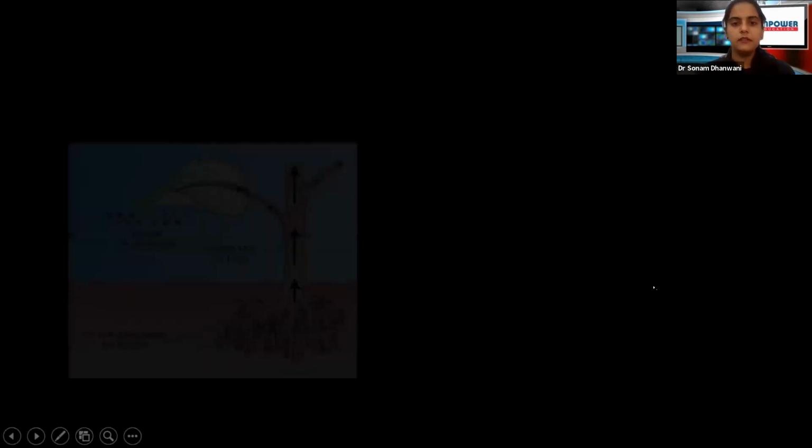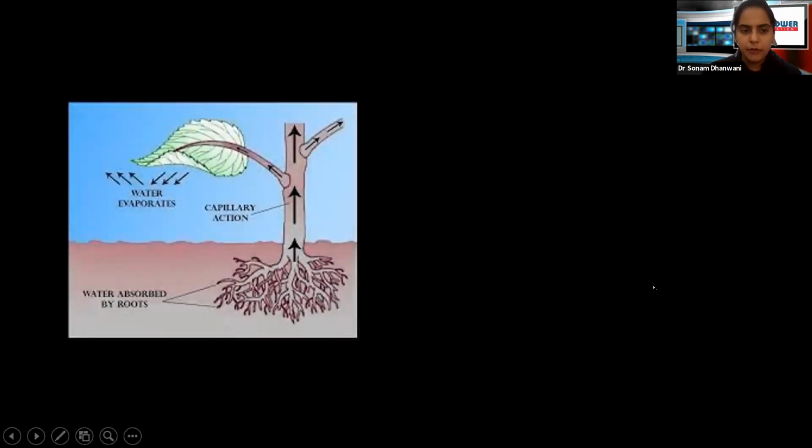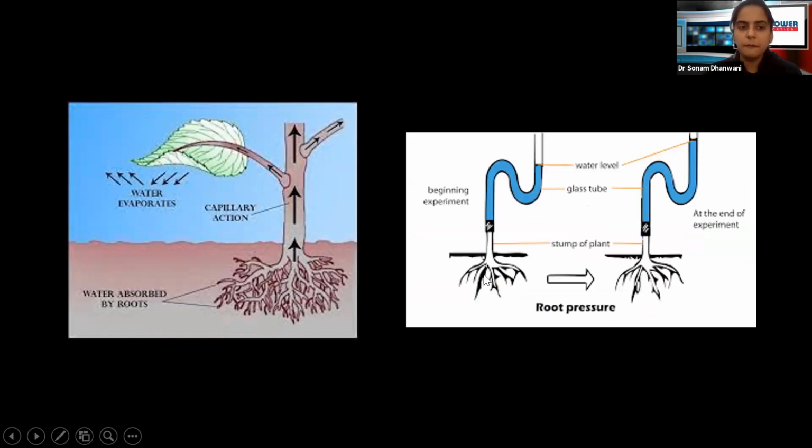Okay, going ahead. Same thing, we have some pictures. Here water is getting absorbed. Here, to go upward, there is capillary action, and then finally when water is reaching the leaf, the water is getting evaporated. That is nothing but transpiration. Okay, this is a small example about the root pressure.